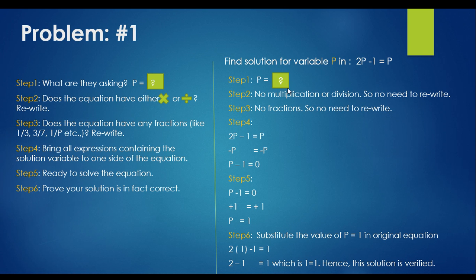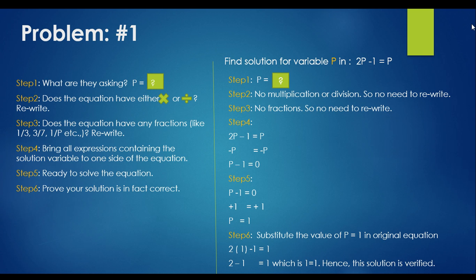Step four is really about bringing the variable together on one side. Here we are trying to find the value of p, and you can see in this equation there is 2p and p. There are two expressions using the variable p. So let's try to bring them together. Here I am trying to bring it towards the left side.